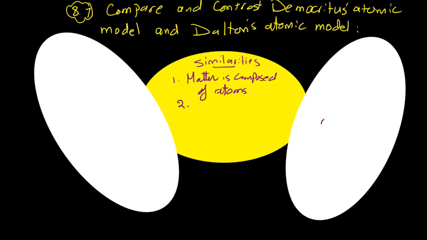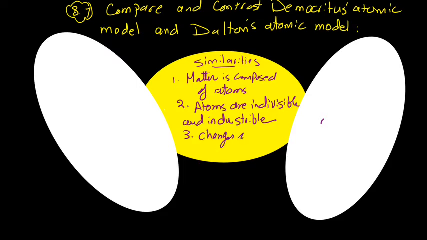2, atoms are indivisible and indestructible. 3, changes in matter are due to changes in grouping of atoms, in the rearrangement of atoms.